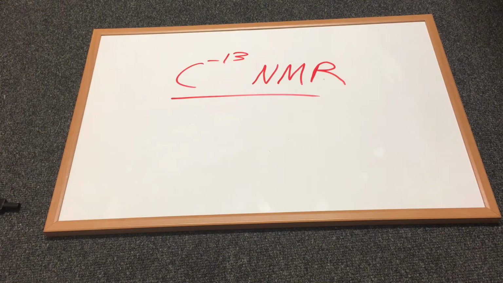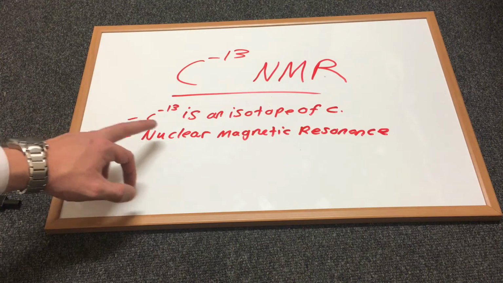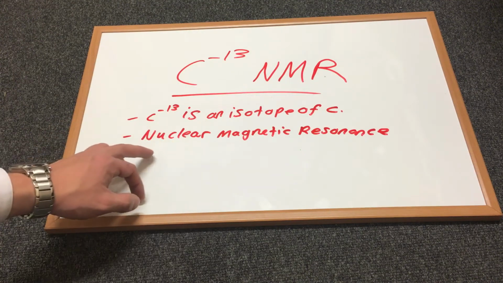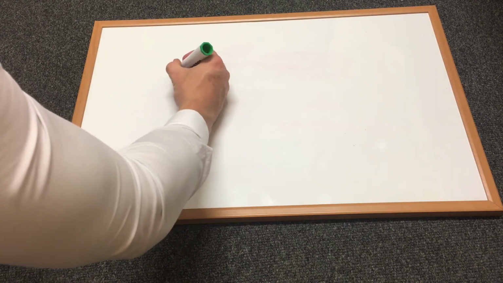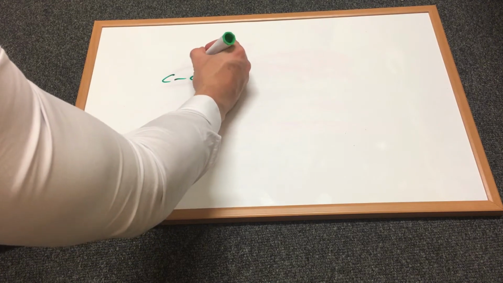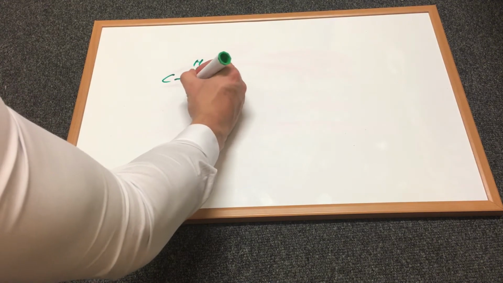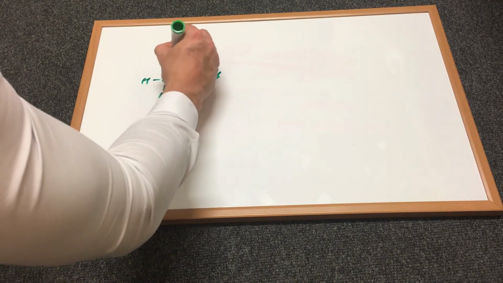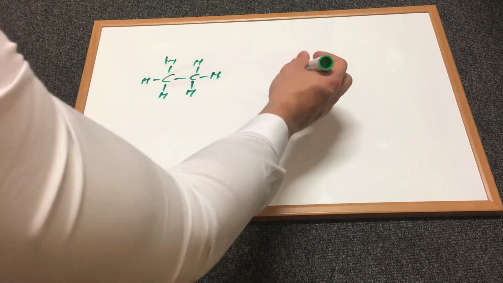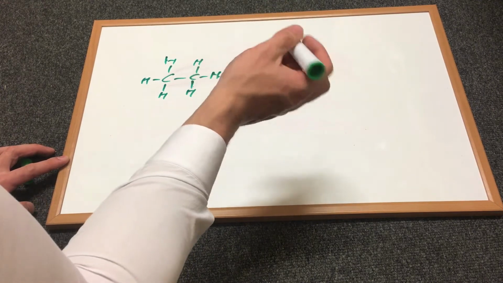Hi, in this video I'm going to be discussing carbon-13 NMR. So what is this? Carbon-13 is an isotope of carbon and NMR stands for nuclear magnetic resonance. Let's quickly draw out our example molecules that we're going to use in this video. So ethane, and let's use bromoethane.